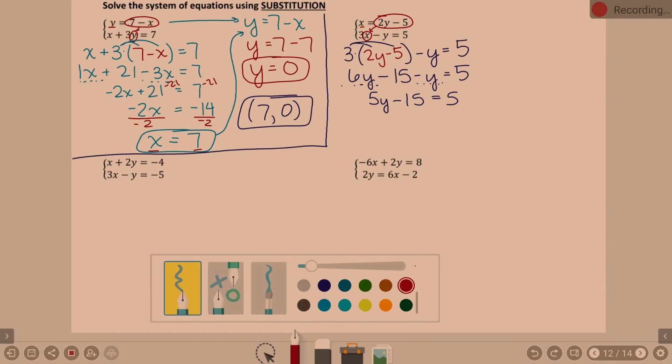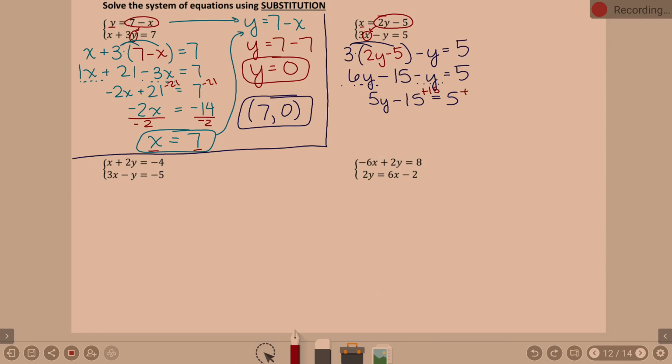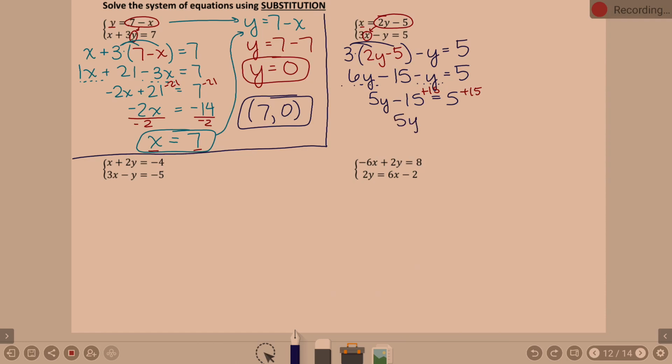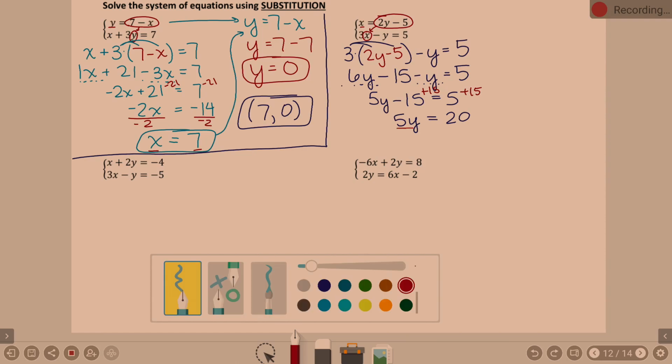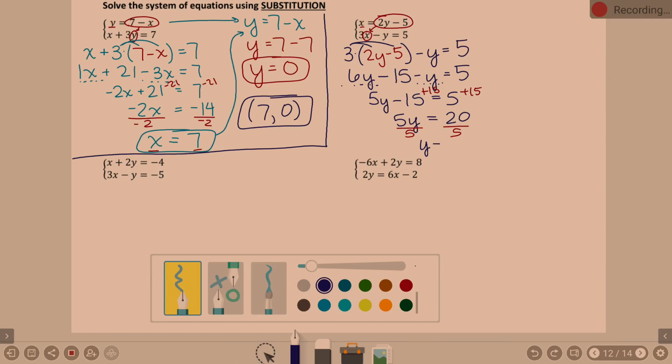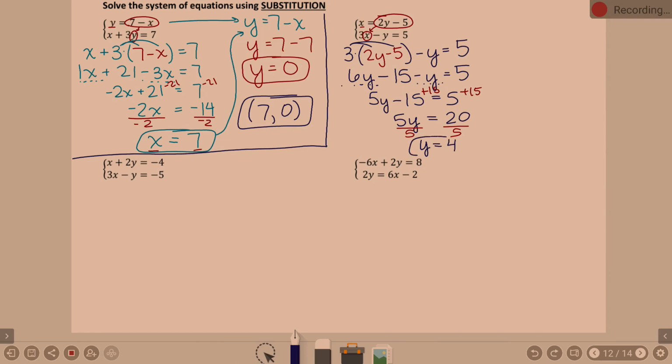If it's 5y minus 15, I want to add 15 to both sides. Good. 5y equals 20. 5 plus 15 is 20. And then divide by 5. And y is 4. Can I call it quits? I could, but I don't get half credit. So what do I do to continue?